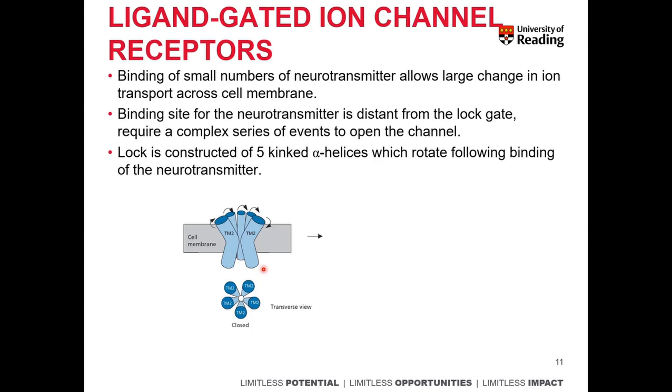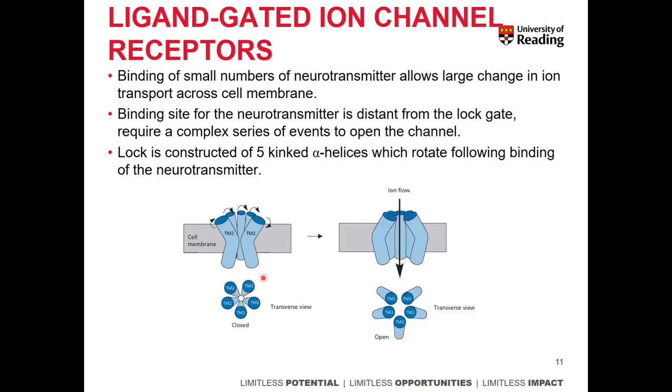Now if we look down from the top of these helices, what we would see is a closed gap. So we would see 5 transverse helices and an area that is closed. Now when the neurotransmitter binds, all 5 of these alpha helices rotate, and that then converts the ligand-gated ion channel receptor from a closed form to an open form, allowing ion flow through the receptor. Now in comparison, a lock gate is much more simple, it's much more straightforward, and so as I've said, these are considered a different subtype of an ion channel receptor.